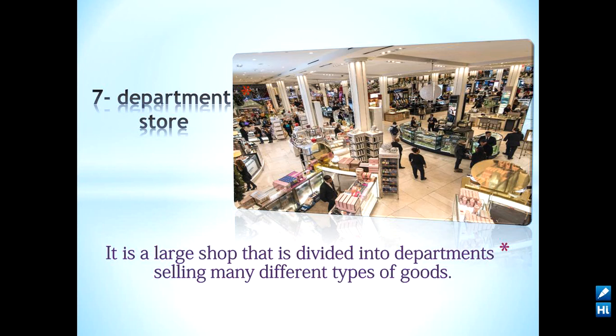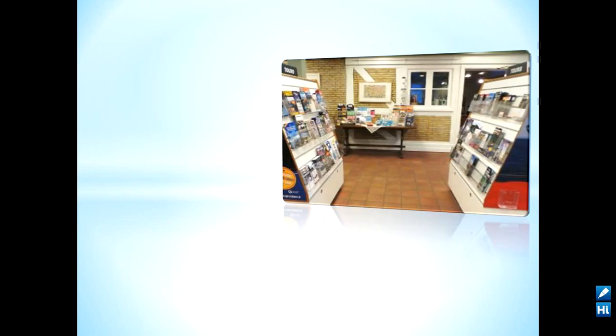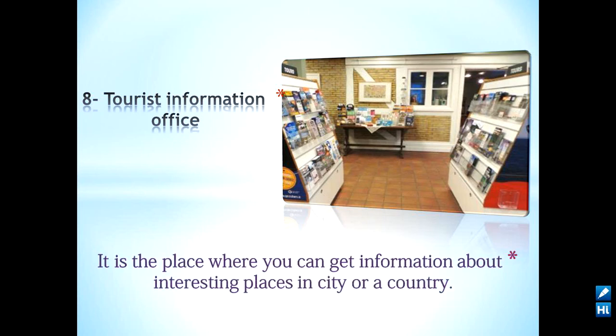What is this? Try to guess. Yes, you know it. It is a tourist information office. This is a place where you can get information about interesting places in a city or a country. And I want to tell you that tourist information offices are not only indoors, they are even outdoors. You can find them in the parks and even in the streets.